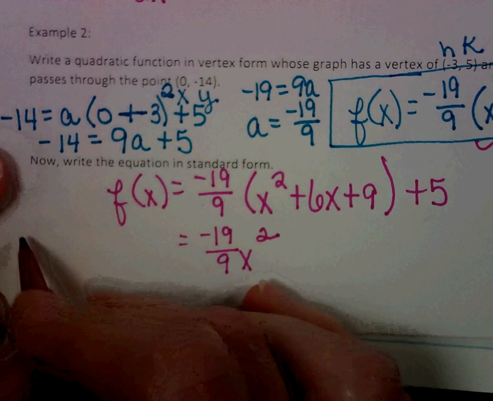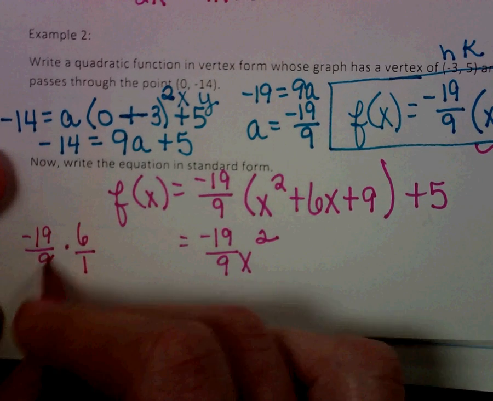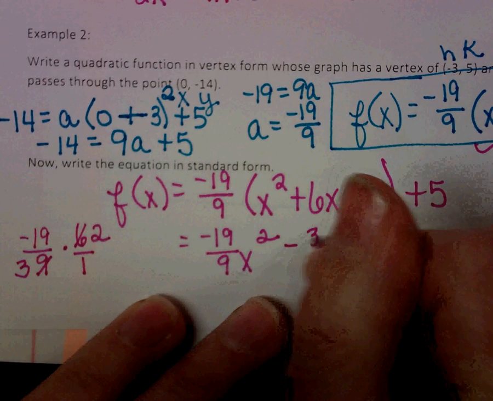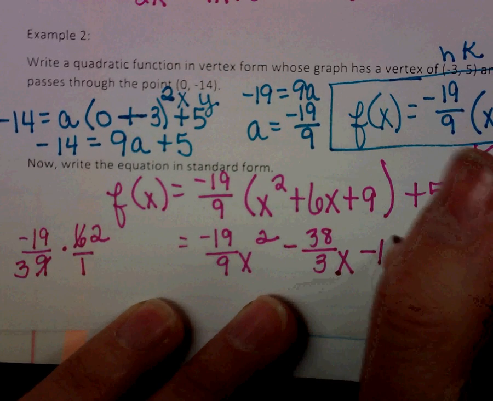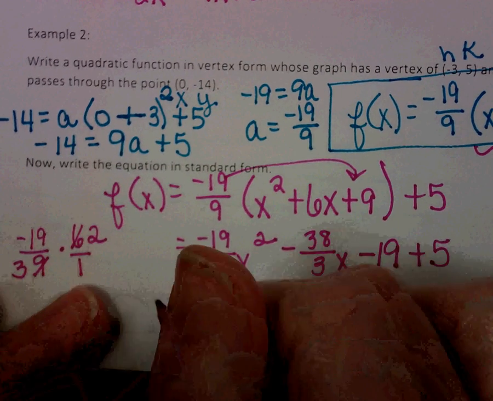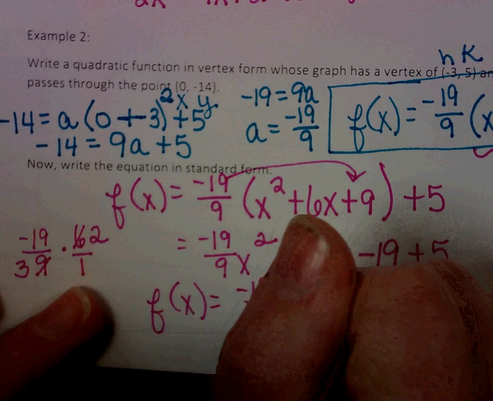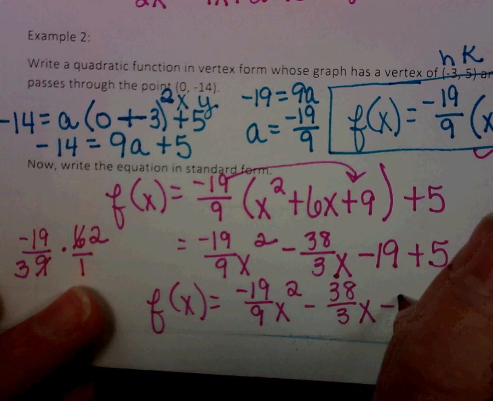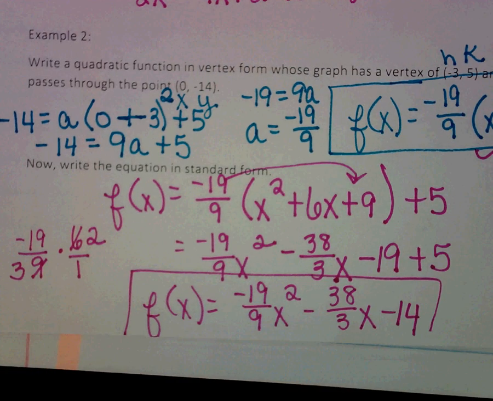Okay, I had to come to the side when I thought about negative 19 times 6. So what I want you to see is it reduces, and I get negative 38 over 3x minus 19, because the 9s will cancel out right here, plus 5. And so my equation in standard form, negative 19 over 9 x squared minus 38 over 3x minus 14. Okay, a little more difficult, but it was still doable.